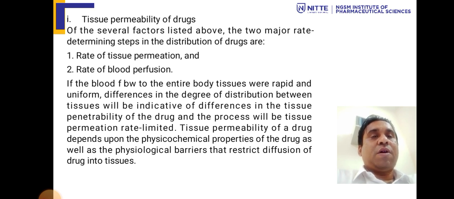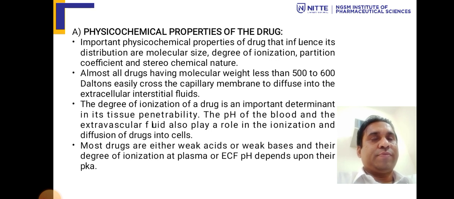Of the several factors listed above, the two major rate determining steps, or rate limiting steps, in distribution of drug are tissue permeation and blood perfusion. If the blood flow to the entire body tissue is very rapid and uniform, differences in the degree of distribution between the tissues will be indicative of differences in the tissue permeability of the drug, and the process will be tissue permeation rate limited. Tissue permeability of a drug depends upon the physicochemical factors of the drug as well as physiological barriers that restrict the diffusion of the drug into tissues.